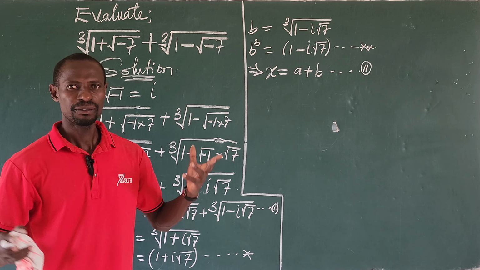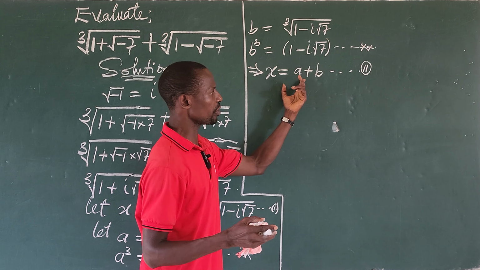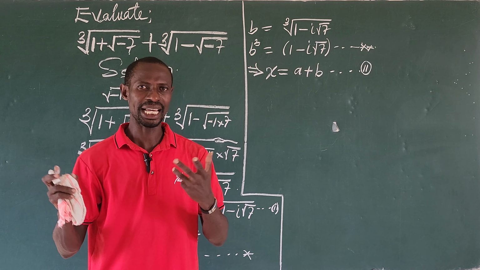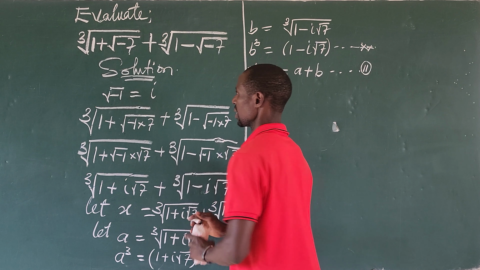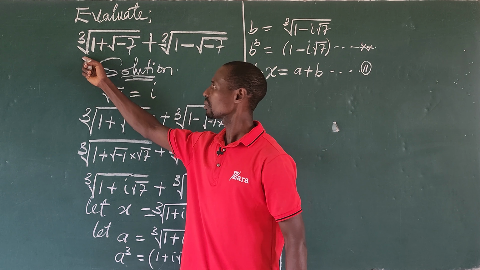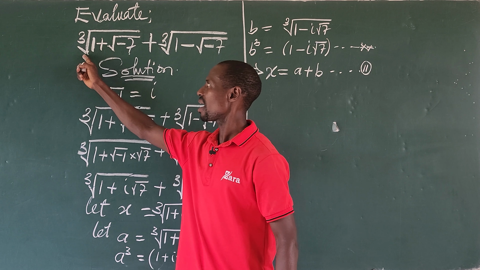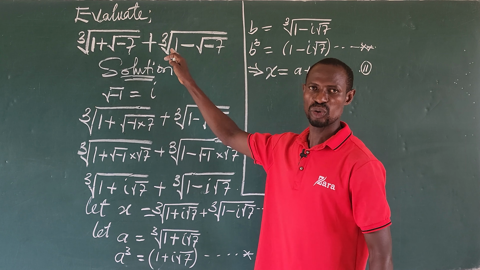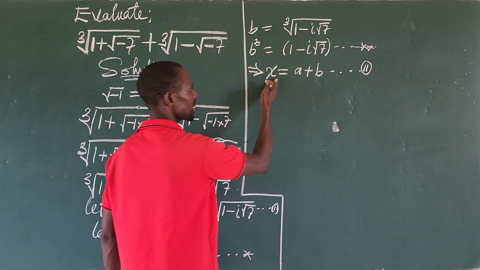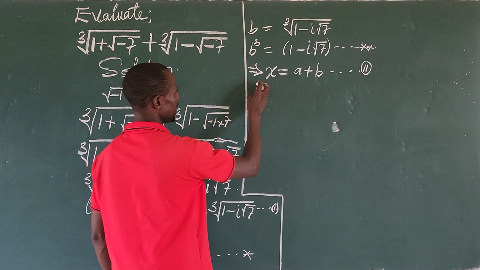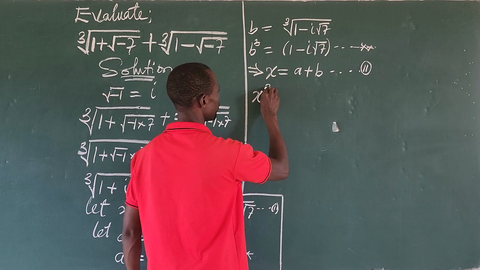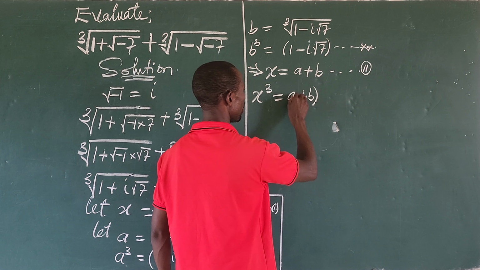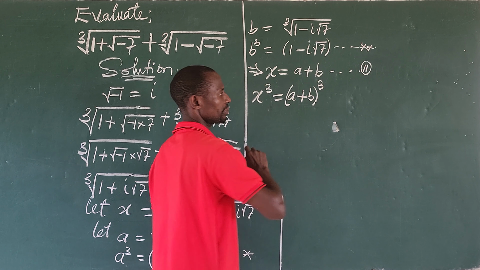Good. Now, from equation 2, we want to cube this equation 2. Why are we taking the cube of both sides of equation 2? Look at what we have here. We have a cube root radical, and we have a cube root radical here. So for us to eliminate this, we want to cube both sides of this equation. And so this is going to give us x to the power of 3 will now be equal to bracket a plus b to the power of 3.